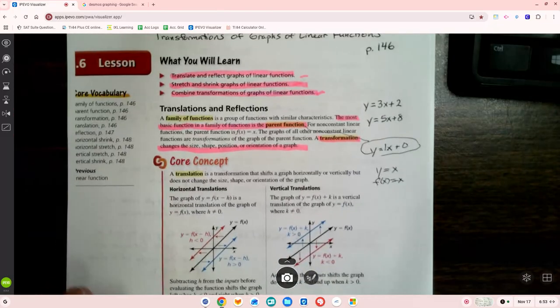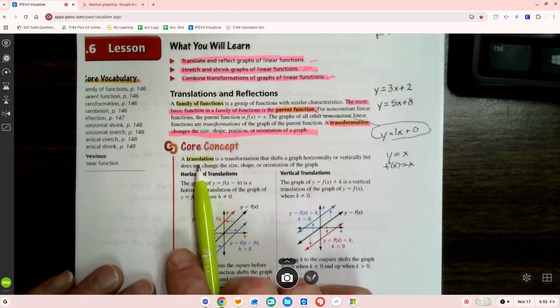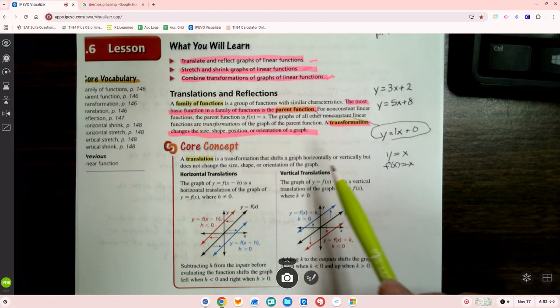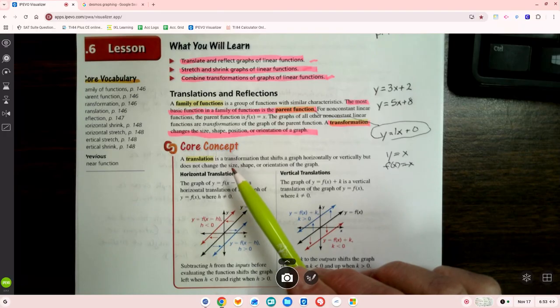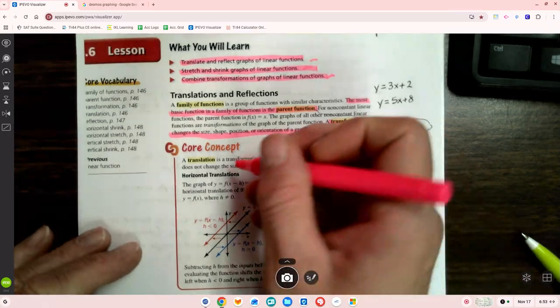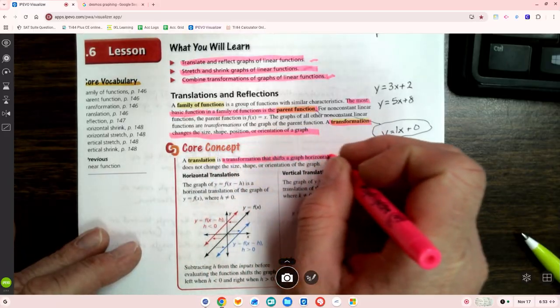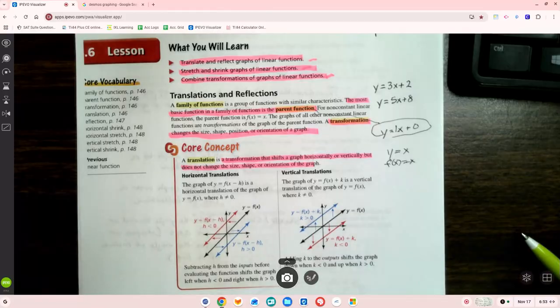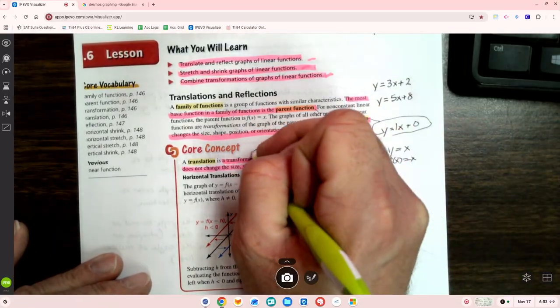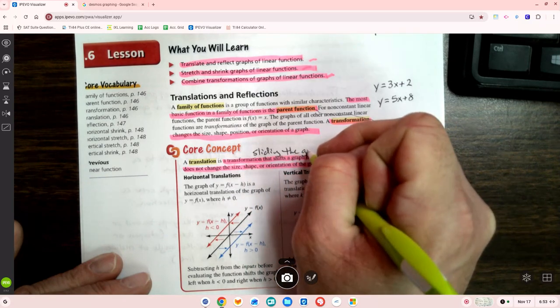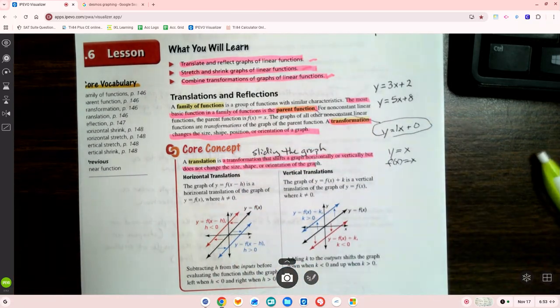Okay? So let's talk about a translation. Again, a translation, it says, is a transformation that shifts the graph horizontally or vertically, but does not change the size, shape, or orientation. So that sounds kind of wordy. Mathematicians can be wordy and it sounds complicated. Here's all that's telling you. You are sliding the graph to a new position. Okay? So if you slide the graph to a new position, you have translated it.